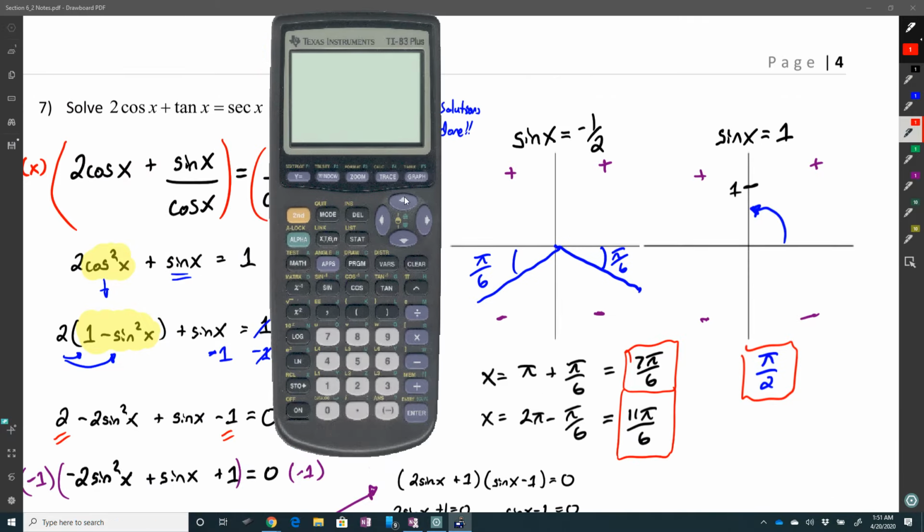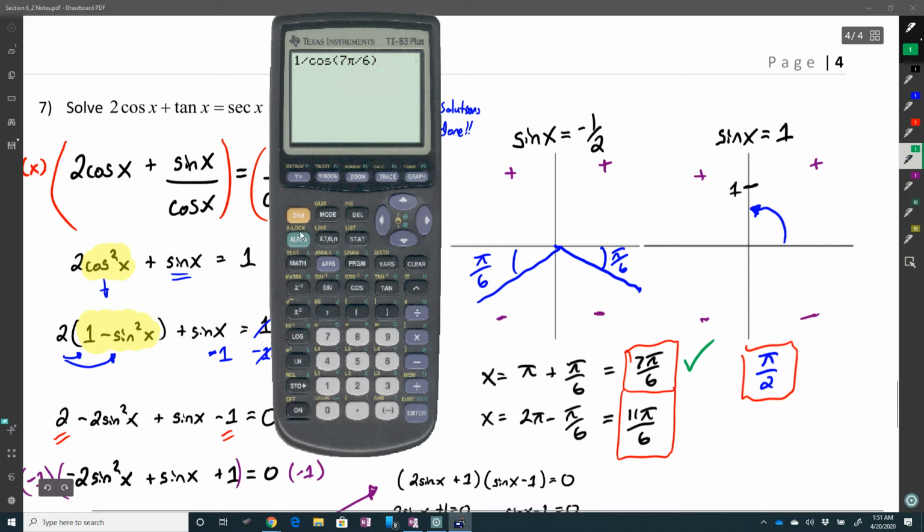So here's what we're going to do. First we're in radians, so let me change to radians. So 2 cosine, I'm going to try the 7 pi over 6, plus tangent of 7 pi over 6 is that number. So when I type in secant, secant's just 1 over cosine. And notice I get the exact same answer. So I checked this one. It works out.